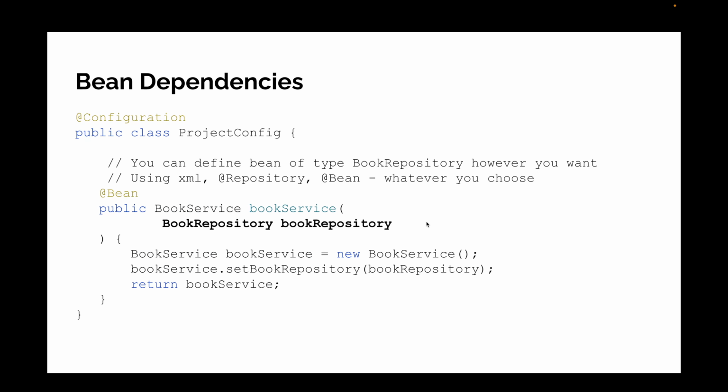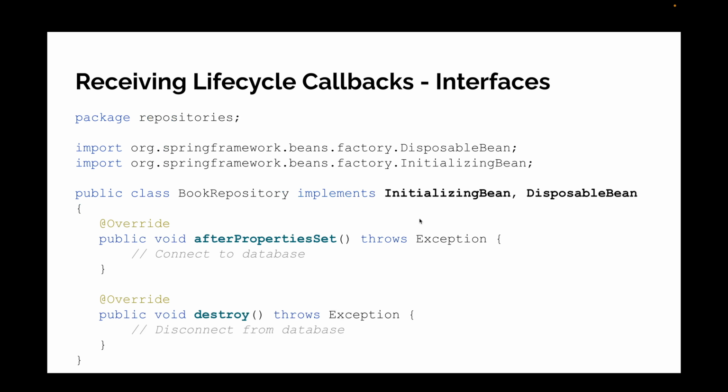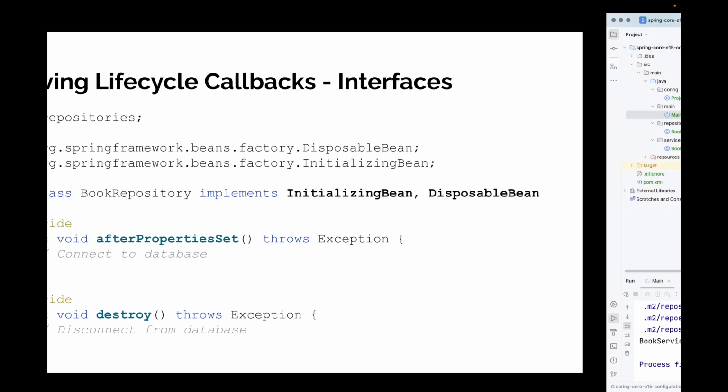Now that's how we use bean dependencies. Now let's look at receiving lifecycle callbacks. So there are a few ways in which we can use lifecycle callbacks. First is using interfaces. So we have seen this in earlier videos as well, but let's look at it quickly. So we can use interface.